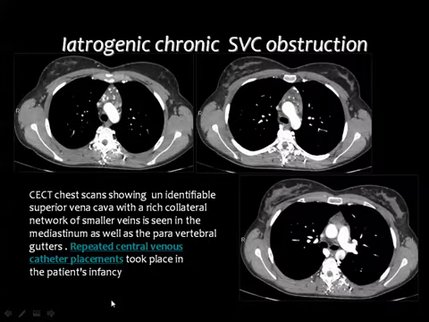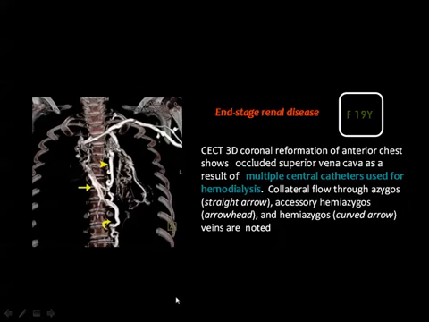This is what we call iatrogenic obstruction, and it was achieved because of the repeated central line or central venous catheters. The venous line initiates trauma, infection, thrombosis and occlusion of the superior vena cava.